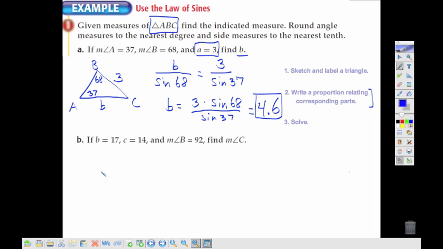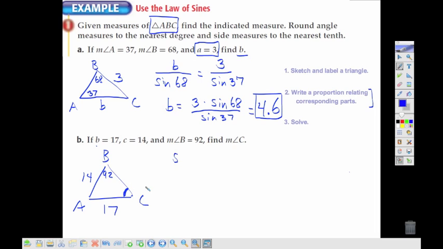Okay, in the second one, we'll do the same thing. Quick sketch, we'll just label A, B, C, does not have to be accurate. b, that would be across from angle B. It's lowercase, so it's a side. c is across over here. And then B, that angle is 92. They ask us for angle C.